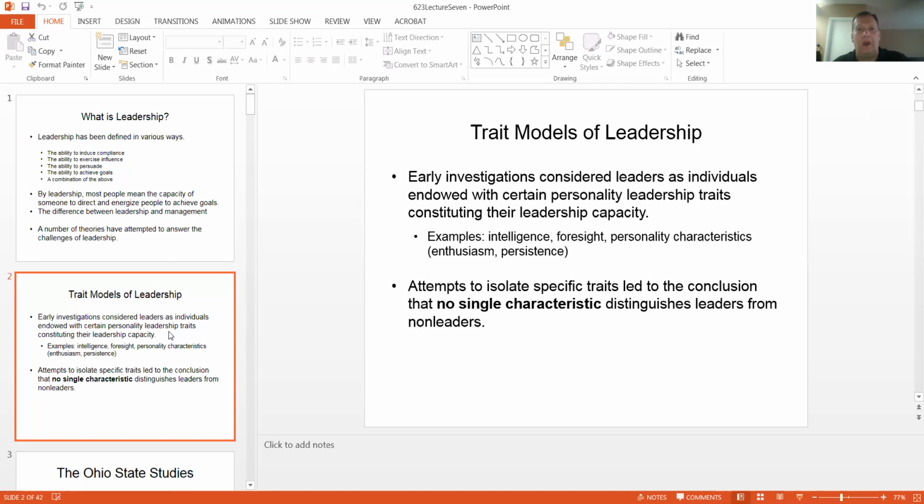The trait model says there are certain characteristics and qualities that make for good leaders. What we have found in the literature, though, as it has moved away from the trait model, is that there's no single characteristic of a person that distinguishes a good leader from a bad leader. And these aren't really born characteristics. They're more taught types of skills and techniques.